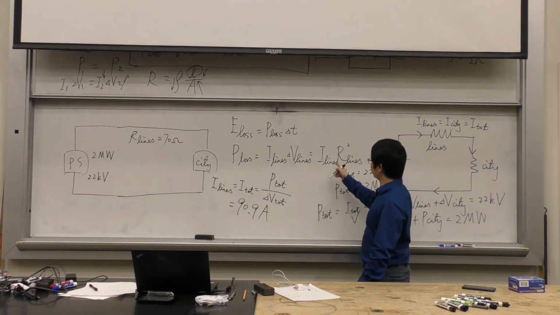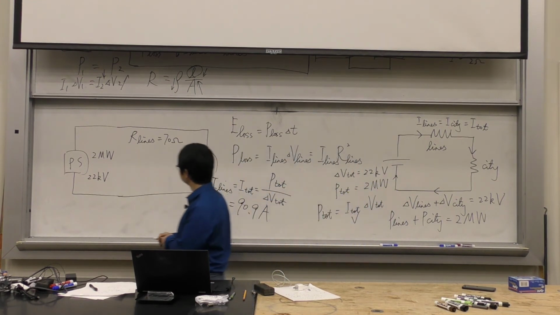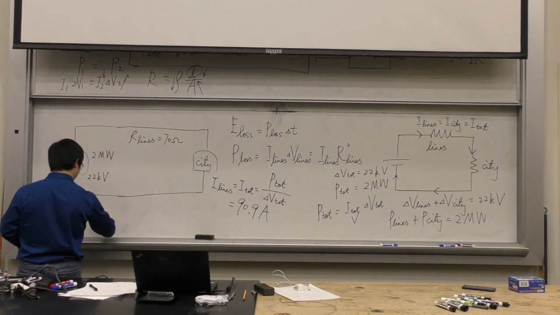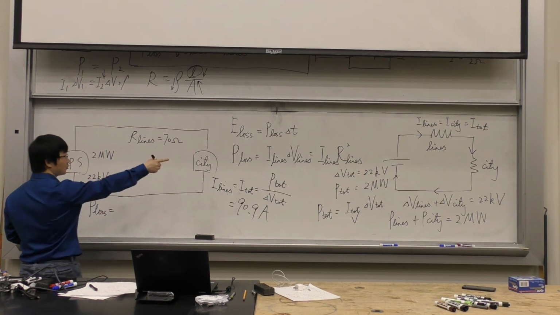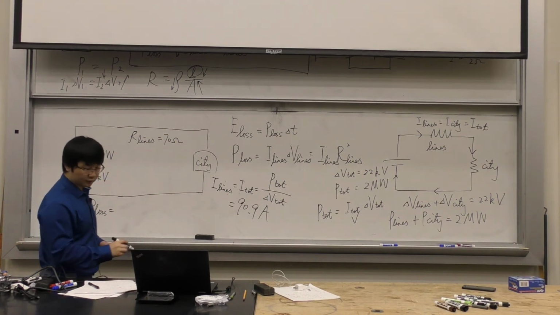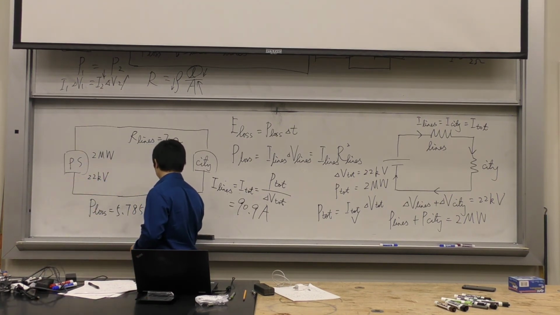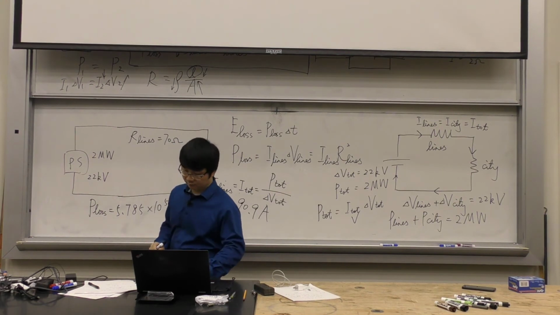Now I can go ahead and find the power loss. The power loss is just going to be I squared times R. R is here, I just found. So the power loss is going to be 5.785 times 10 to the 5 watts.